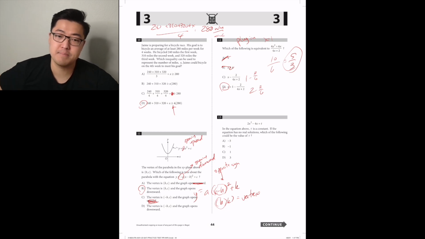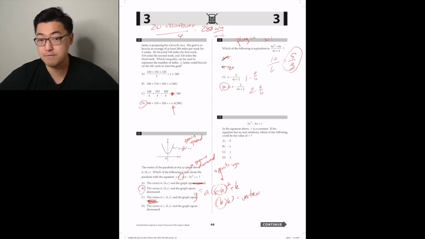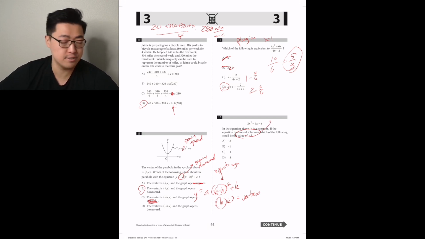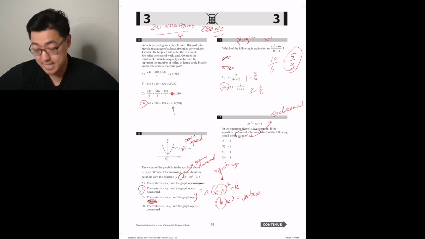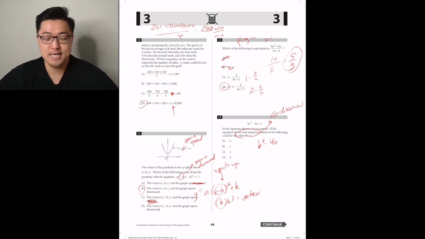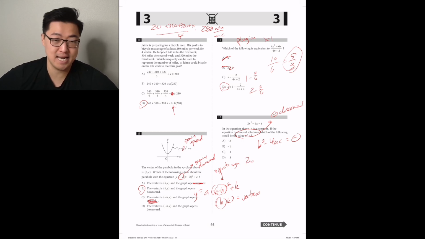In the equation above, T is a constant. If the equation has no real solutions, which of the following could be the value of T? No real solutions means negative discriminant. B squared minus 4AC is negative. So let's do B squared minus 4AC. This equation, just before you do, make sure you move T to the left-hand side. It has to all be written in standard form, equal to 0.